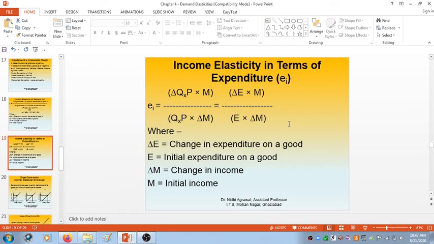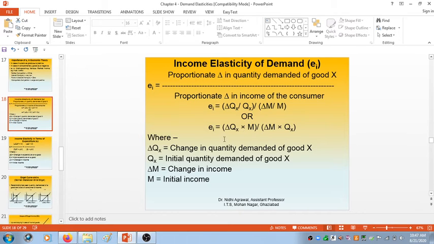Okay, so this is the income elasticity in terms of expenditure, as you know from the previous slide. So this is the formula, delta qx multiplied by m upon delta m multiplied by qx. So what is the formula for expenditure? Expenditure is always price per unit multiplied by quantity purchased, right? So price multiplied by q. So to make this formula in terms of expenditure, we have to convert the denominator and numerator in terms of expenditure, right?